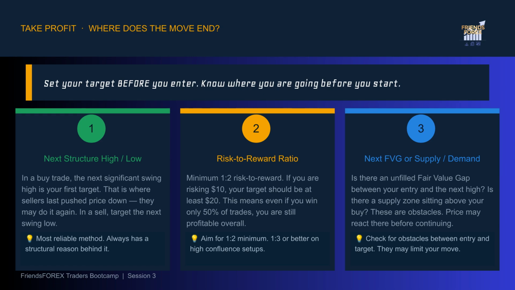Set your targets before you enter so you know where you are going. The first target is usually the next structural high or low. This is the most reliable method. Or you could aim for a 1 to 2 risk to reward ratio. Always check for obstacles like unfilled fair value gaps, imbalances, or opposing demand or supply levels that might limit your move.